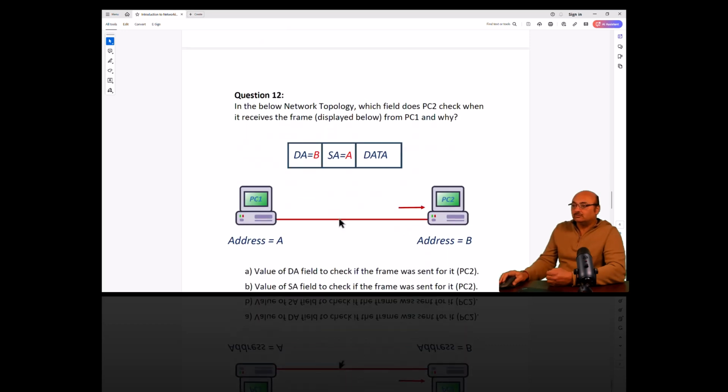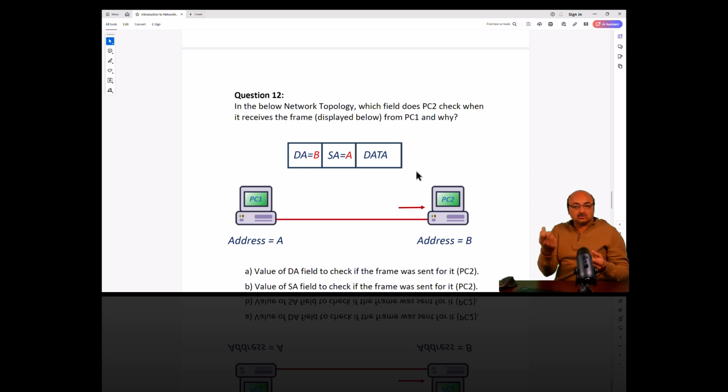Moving on to question number 12. In the below network topology, which field does PC2 check when it receives the frame? The concept that you should understand and get 100% clarity on is: anytime you are receiving a frame, what are you checking? Whenever somebody is sending you an envelope, or a package comes to your home, you check whether it has your name and your address on it. Sometimes the postman delivers the wrong envelope or package to the wrong home.